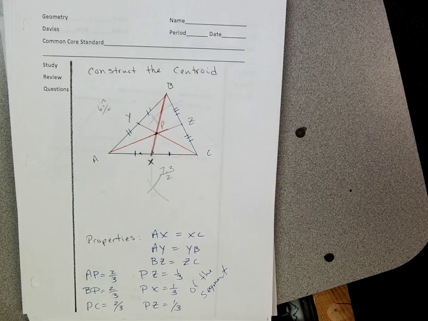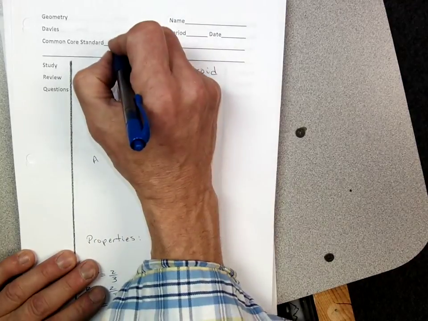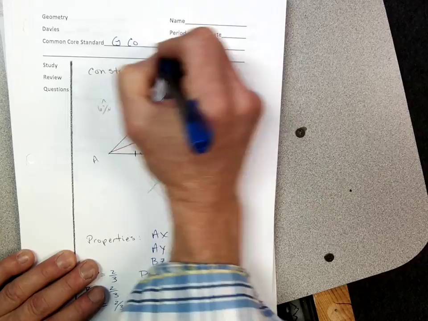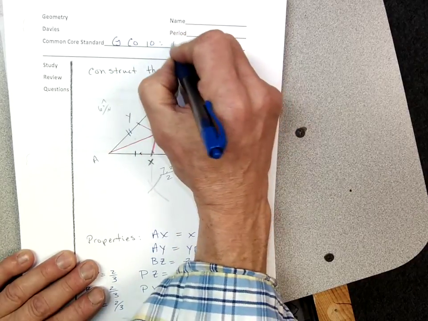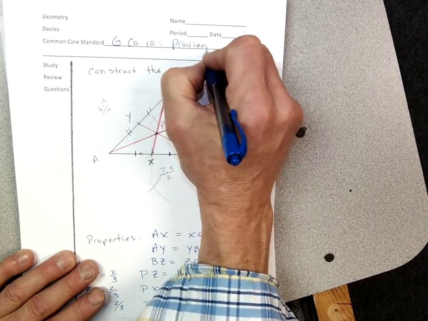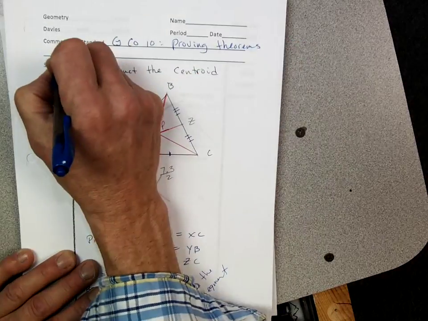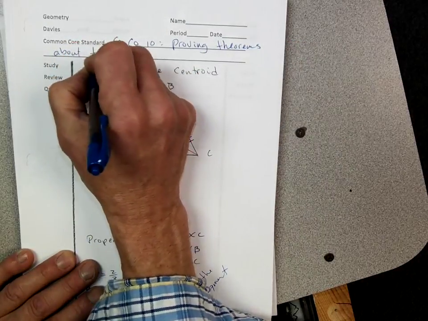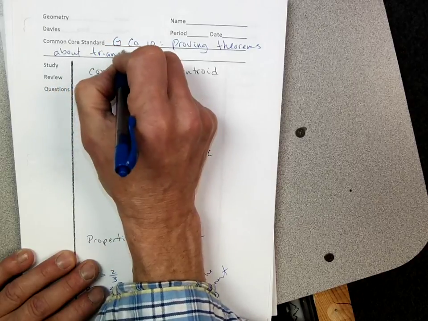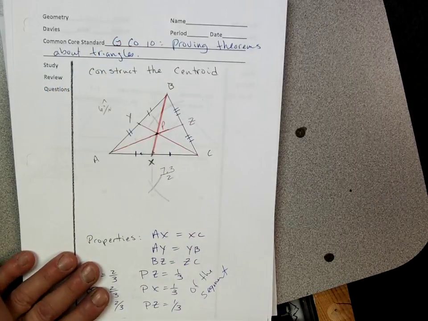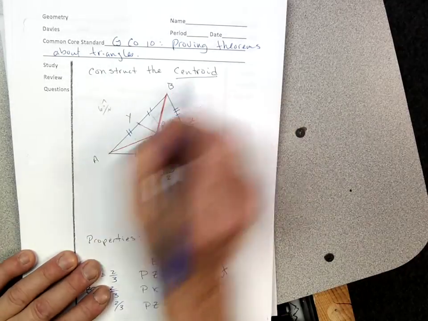Okay, so you ready? Believe it or not, there is a common core. It is GCO, and it is number 10 again. And it is the same thing. We're proving theorems about triangles, right?